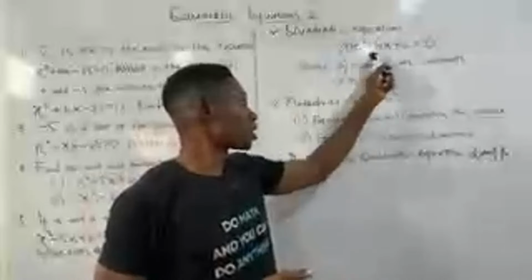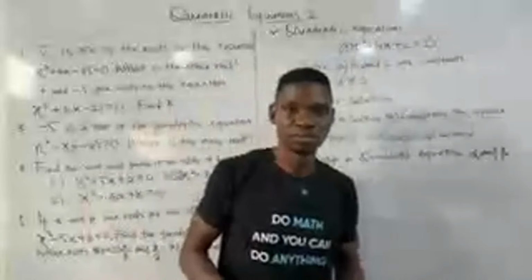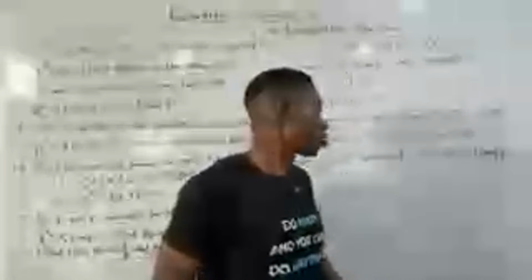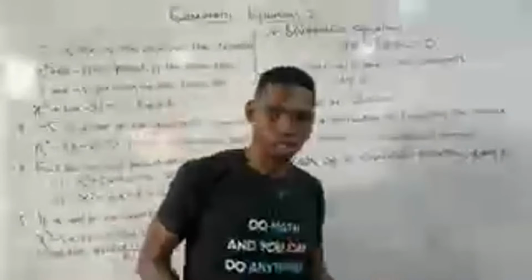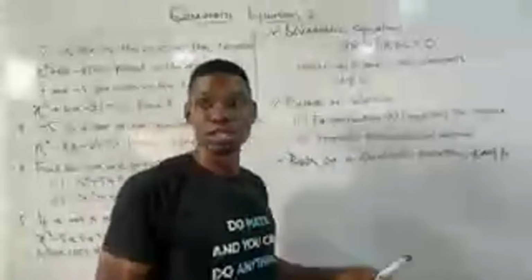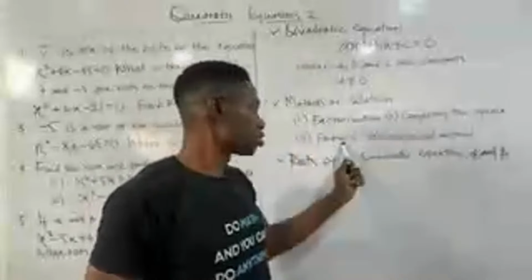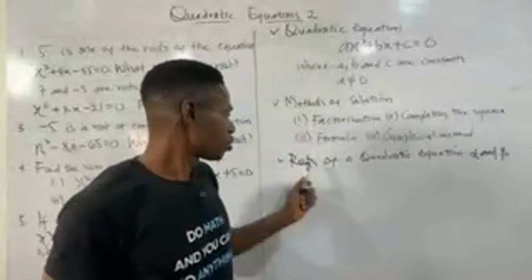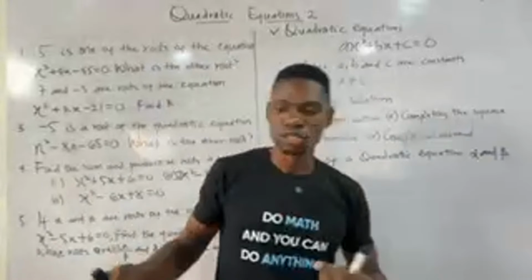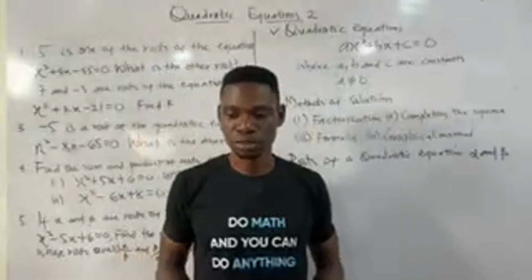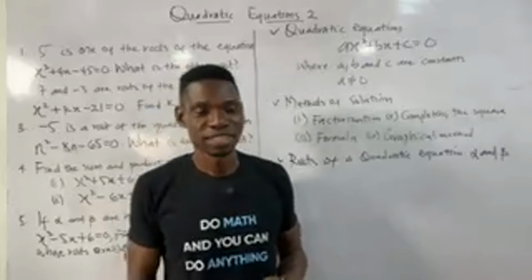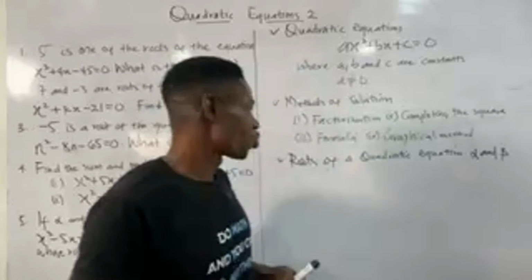Where a, b, and c are constants, this quadratic equation can be solved by any of these methods: factorization, completing the square, formula, or the graphical method. And now we're talking about the roots of an equation, alpha and beta. Those are the 2 answers when you solve a quadratic equation, and those roots can be complex, equal, or distinct. We'll look at all of that.